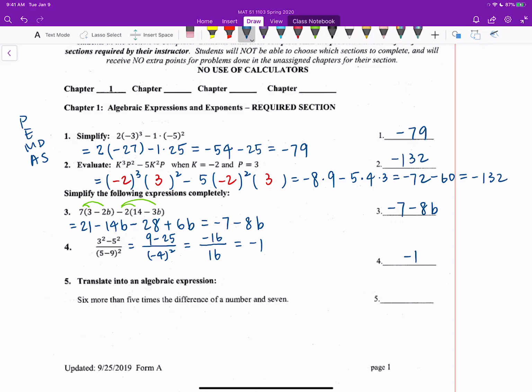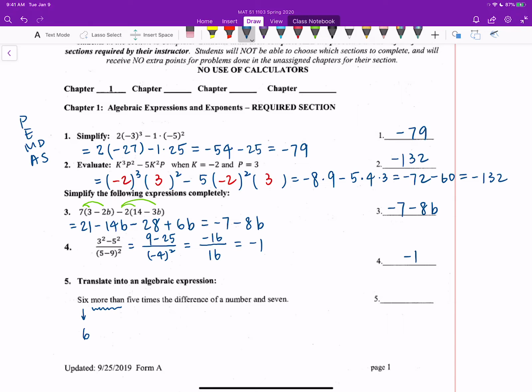Number 5, translate into an algebraic expression. When you translate, you simply follow the order of the words and translate part to part. 6 more than 5 times the difference of a number and 7. So starting with the first part, 6. That's simply just 6. And then you have this more than.